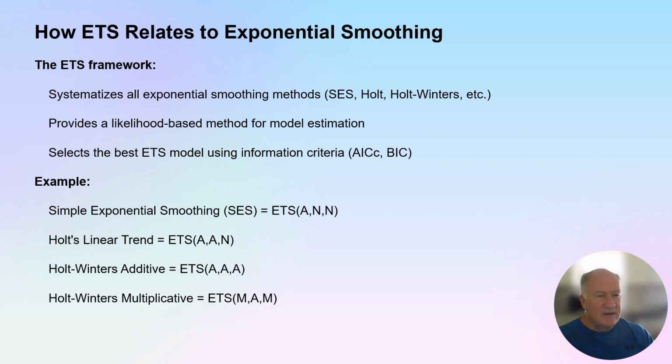So the ETS framework systemizes all the exponential smoothing methods, so SES and Holt-Winters, and it provides a likelihood-based method for model estimation. And it selects the best ETS model using information criteria such as AICc and BIC. And examples are the simple exponential smoothing and the Holt's linear trend and the Holt-Winters additive and the Holt-Winters multiplicative.